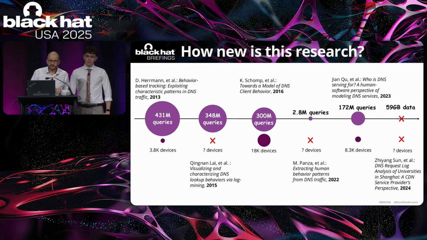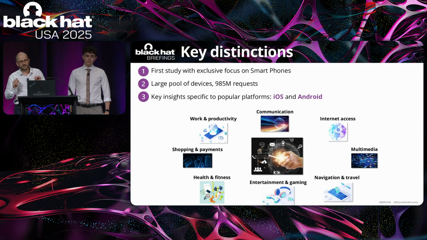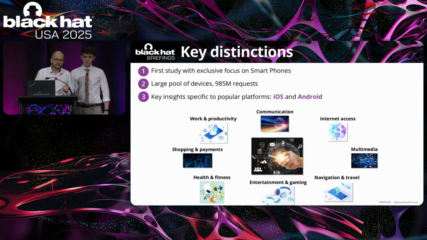One last question in this introduction: how new is this research? When we first started, we were hoping it would be very new, groundbreaking. It was not the case. When we checked the state of the art, we saw quite a few studies on this topic, harnessing DNS requests for user behavioral modeling. However, we still have several key distinctions. To the best of our knowledge, this is the first study with an exclusive focus on smartphones. We also have a larger pool and more relevant set of devices. And we also provide key insights that are specific to popular platforms nowadays, iOS and Android.